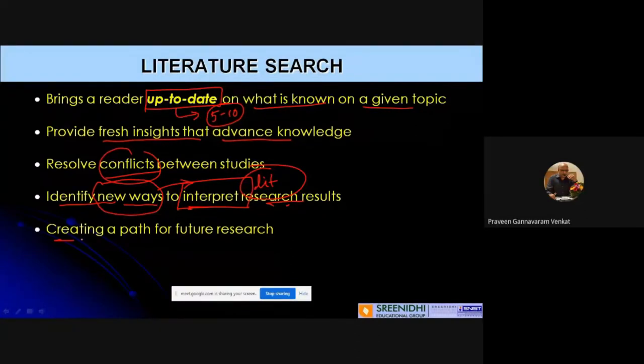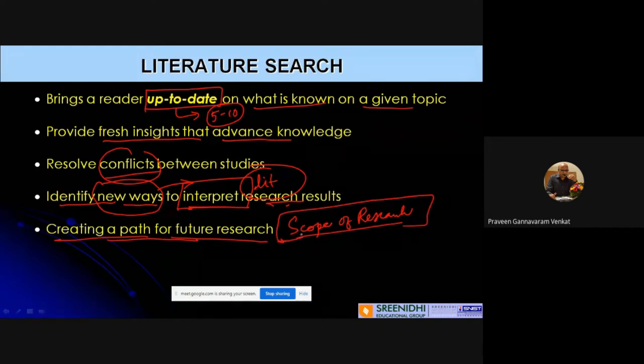The next one is creating a path for future research. That is known as the scope of our research work. This is also most important. Whenever there is a scope, it will have some path towards the continuation of our research work for our juniors also. Whenever we are doing some research, it should give some scope for further research work.